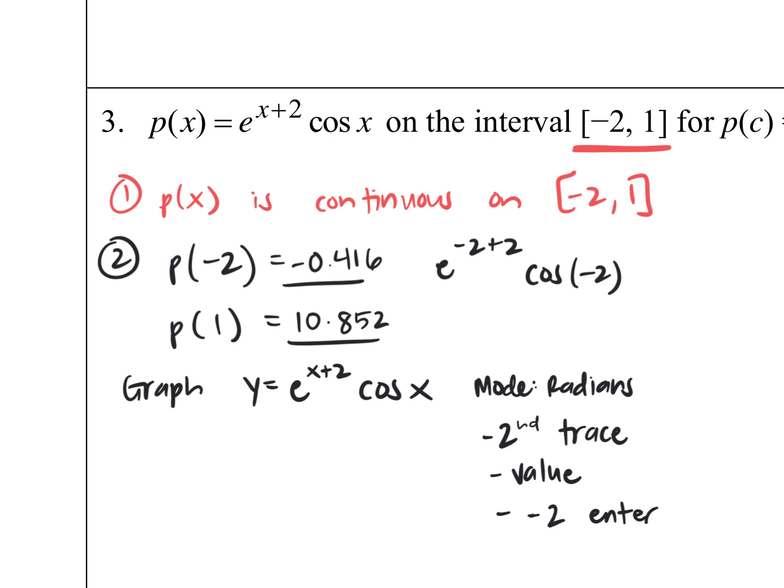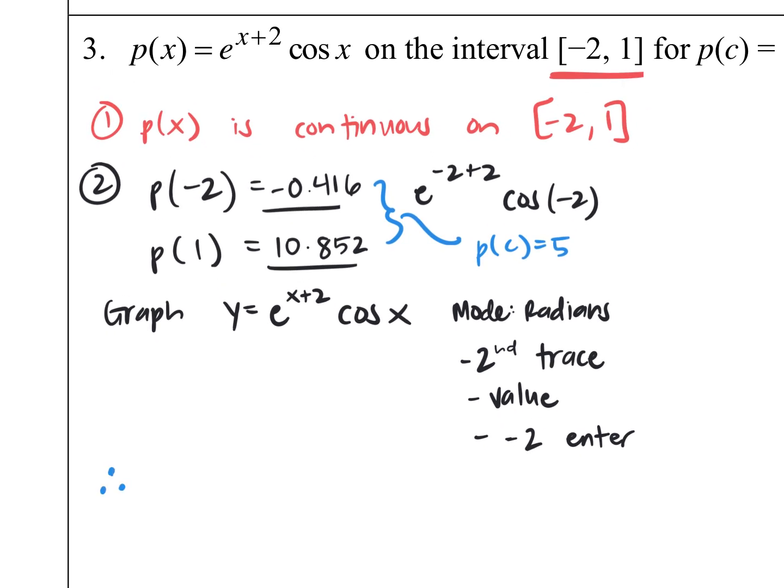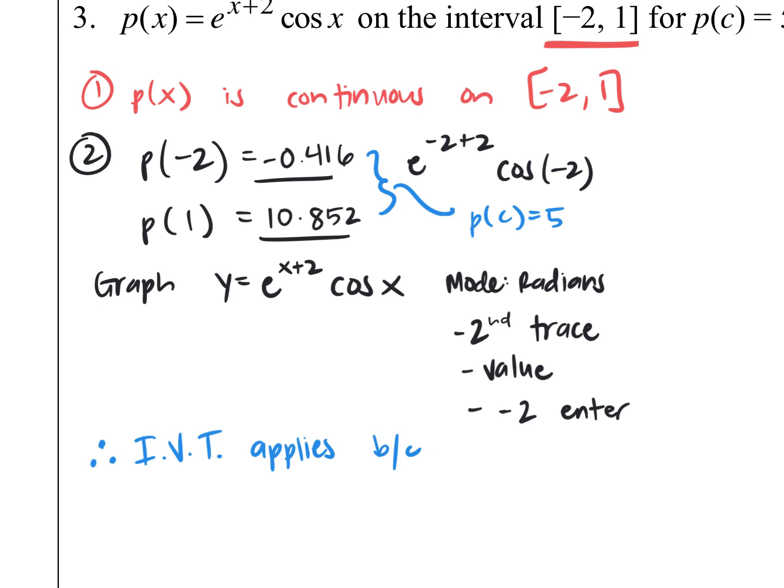So then we have to ask ourselves the question, does p of c exist in between those two numbers? Because p of c is equal to 5, right? 5 exists in between those two numbers of my y outputs. So we know that we can apply the intermediate value theorem, because p of c is in between p of -2 and p of 1.